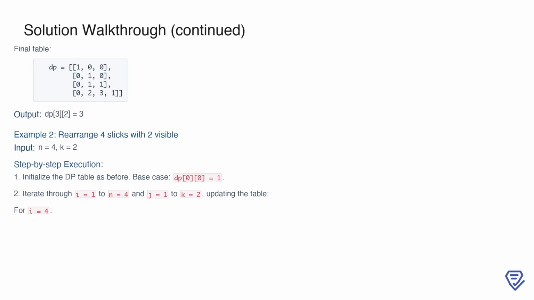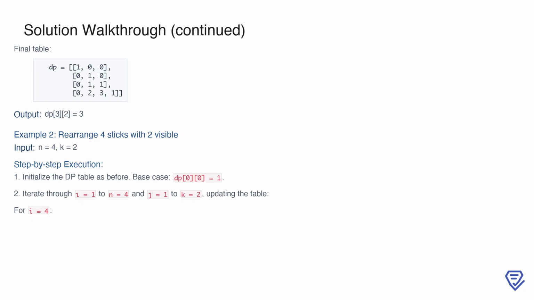The result is found at dp[3][2], which equals 3. This tells us that there are 3 ways to rearrange 3 sticks such that exactly 2 of them are visible. Next, let's consider the case of arranging 4 sticks with 2 visible.